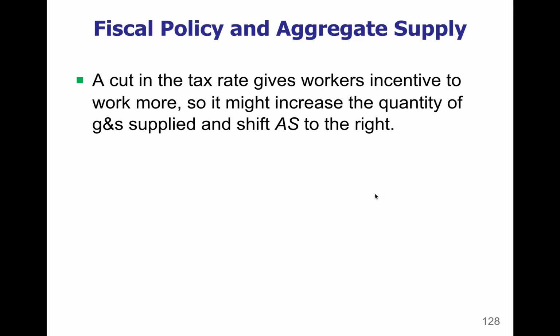So when we talk about fiscal policy, the government gets to set the spending priorities and of course the tax priorities. We know that fiscal policy will affect aggregate demand. So how they're going to spend their money or what level of taxes will shift aggregate demand either to the right or to the left. But a cut in tax rate is going to give workers an incentive to work more.